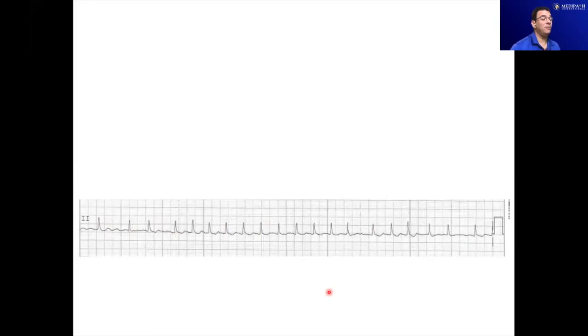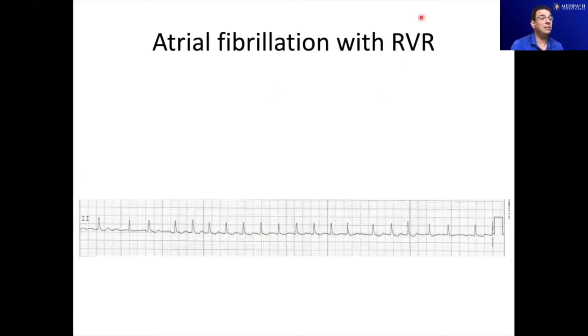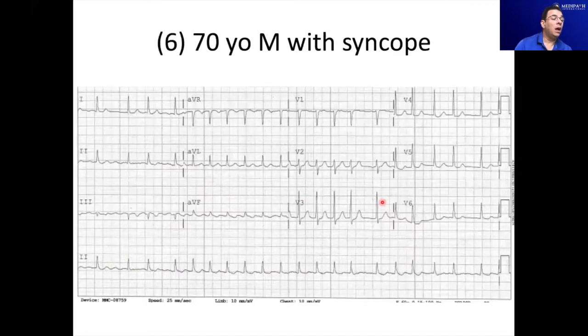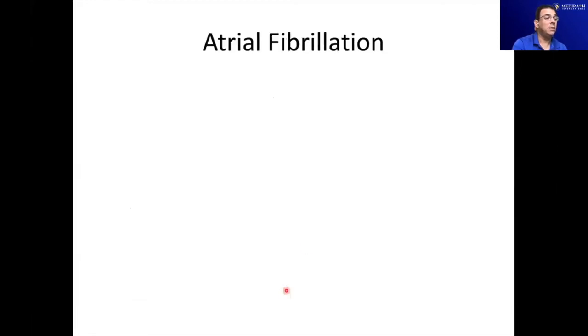To be a flutter with variable conduction, you should see that sawtooth P wave pattern in the background. So this is going to be atrial fibrillation with a rapid ventricular response. You see no P waves, and I said you usually will run somewhere between 120 and 160 in most patients, unless they're on medicines to slow it down. So this is another example of atrial fibrillation.